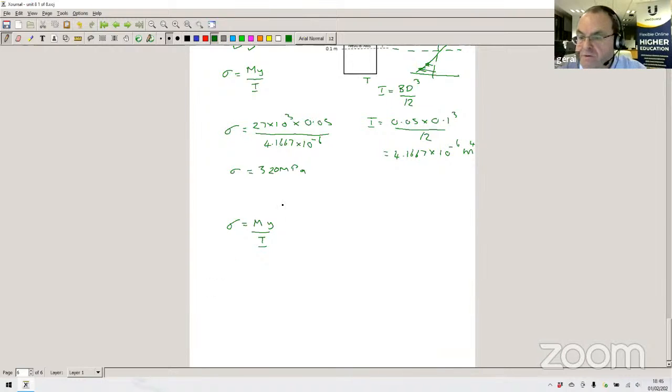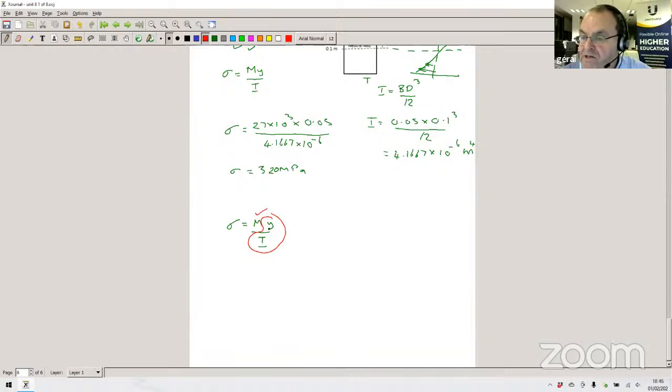Now, the key to this equation is if you look at the values of y over I. If you're going to change the beam, first of all, if you keep the loading the same, the bending moment will be the same, so it won't change.